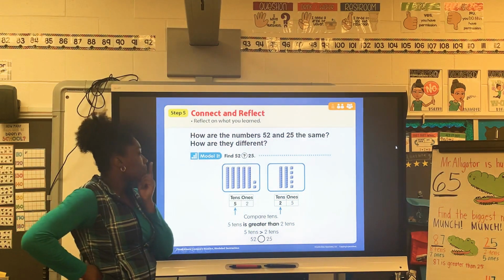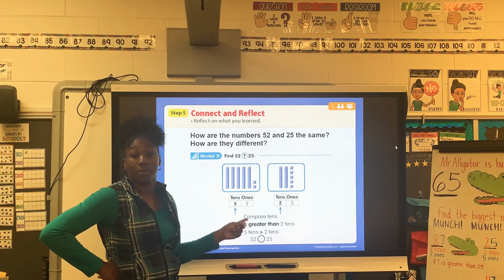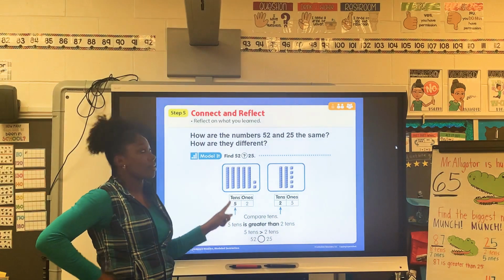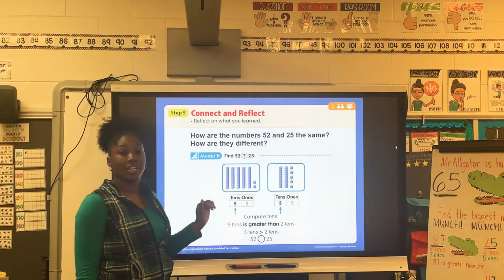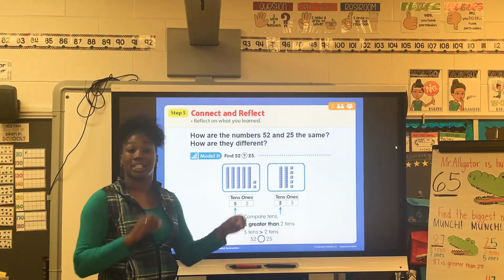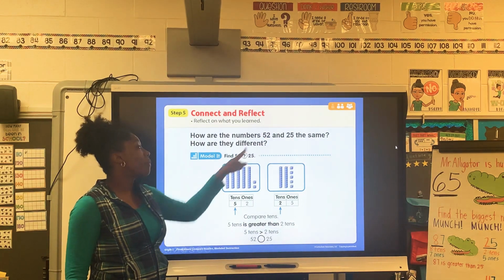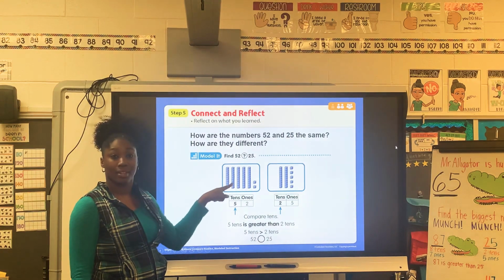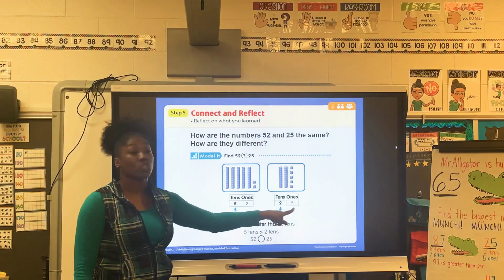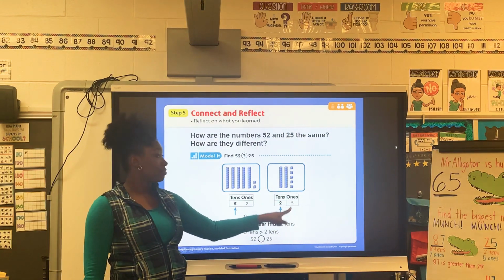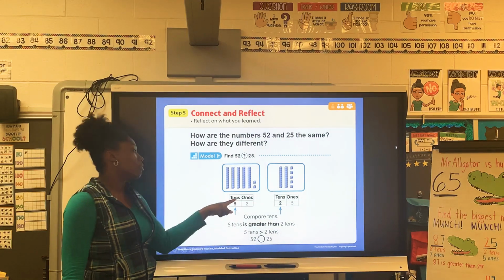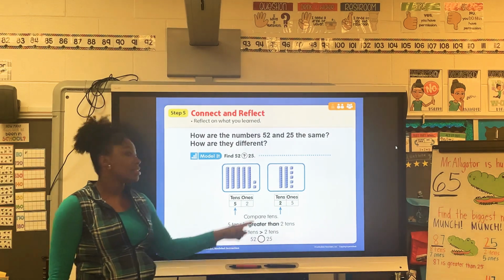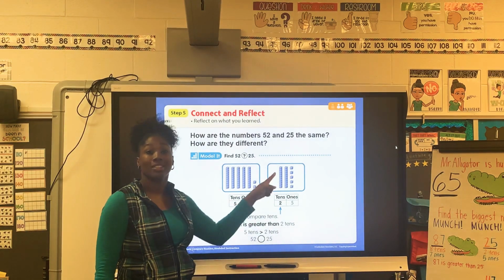Well, how are they different? And that's kind of what we've been exploring more. We've really been looking at the tens place, okay? So what makes these numbers different is these numbers are in different place values. So in 52, my 5 is in the tens place. You see there's 5 tens. And then my 5 in 25 is in the ones place. See the 5 ones. And then we look at the ones in 52, there's 2 ones. And you look at the 2 in 25, there's 2 tens.